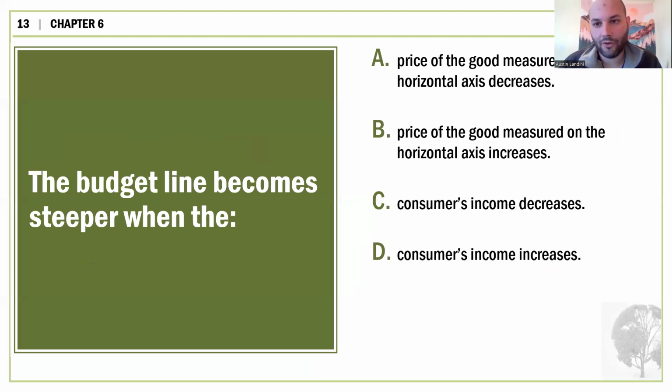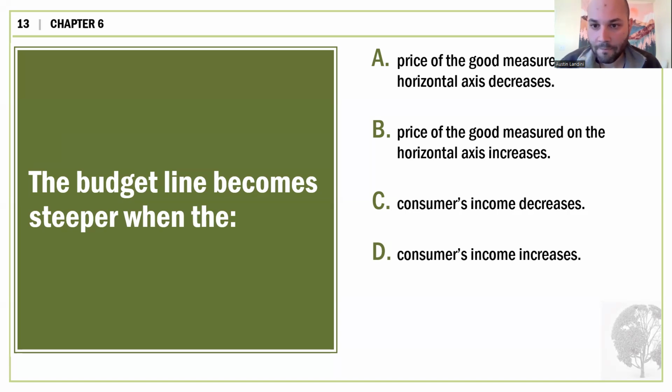So let's go through our examples here. The budget line becomes steeper when what? When the price of the good measured on the horizontal axis decreases. If the price of the good measured on the horizontal axis decreases, then we will be able to buy more of that good, right? So it will shift outwards along the horizontal axis. The vertical axis won't change, but the horizontal axis will shift outwards. That would cause the budget line to become flatter.